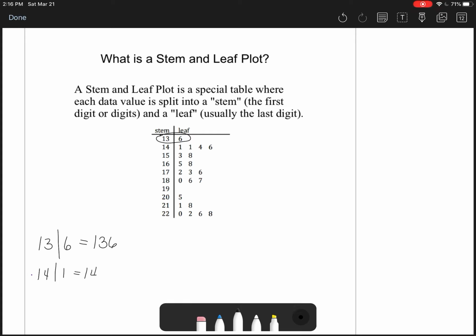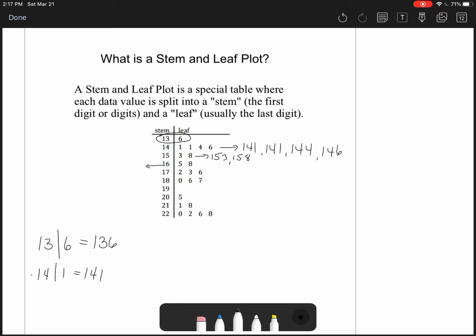So 14 and then 1, that would equal 141. So this row here, that means that we have 141, another 141, 144, and then 146. Okay, you see what's happening here now? This would be 153, 158.